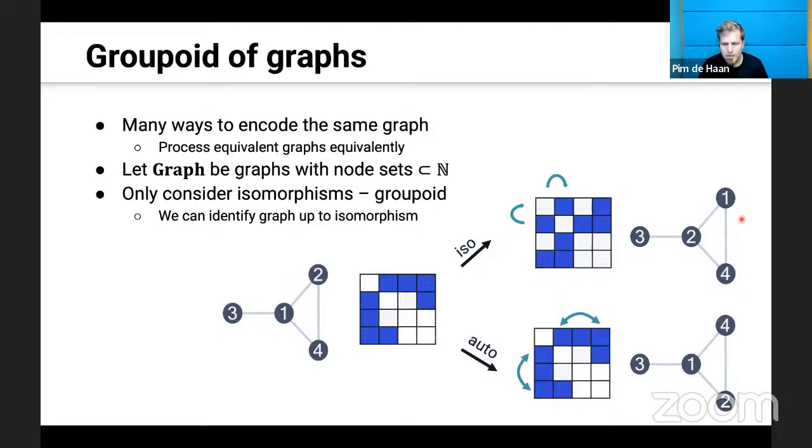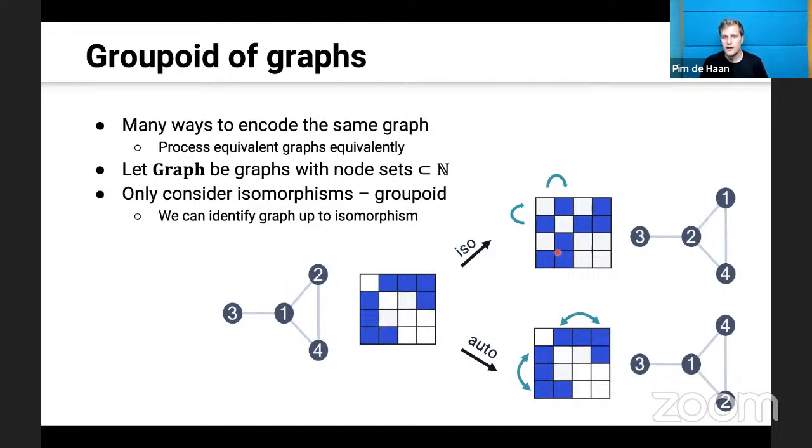2 doesn't connect to 3. Yes, but you should permute. So we take node 2, we map it to node 1, then its neighborhood contains nodes 2 and 4. And in this case, we take the neighborhood, this contains nodes 1 and 4. And these are mapped respectively to nodes 2 and 4, so that's the same set.